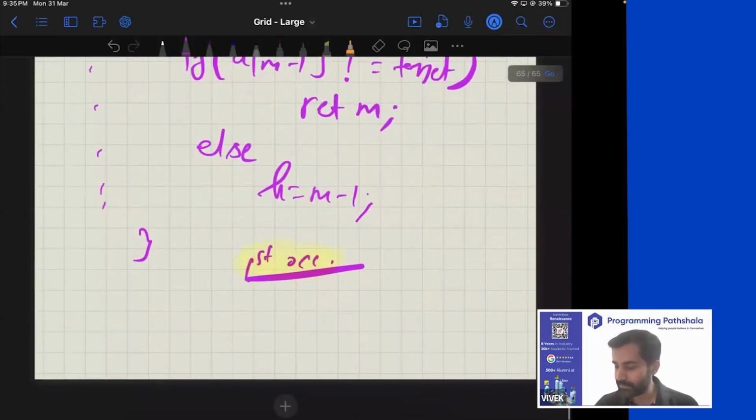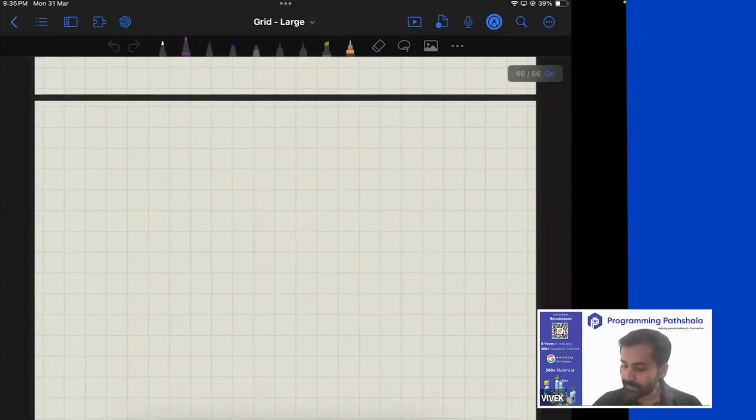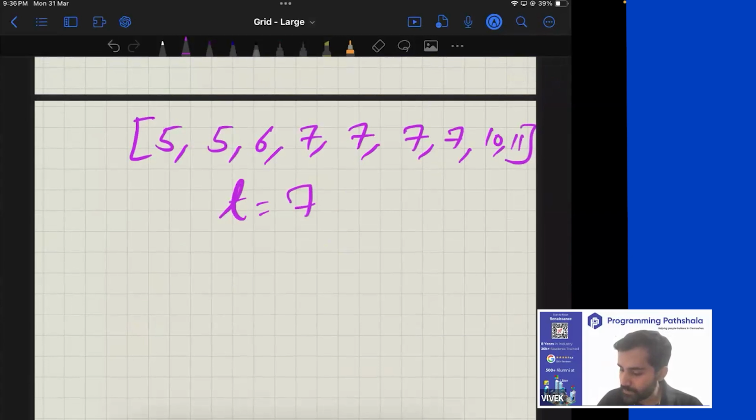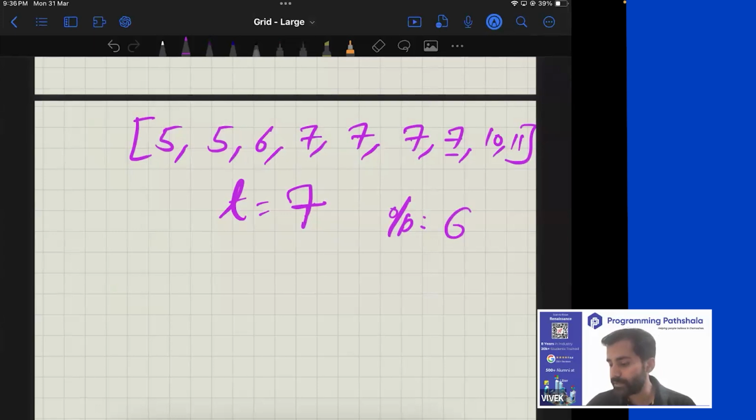If I change the question and ask you to find out the last occurrence, how would you then go about it? Okay, so last occurrence, let's say you had 5, 5, 6, 7, 7, 7, 7, 10, 11. Okay, and let's say your target is 7, whose last occurrence is needed. So what will be the answer? At what index the last occurrence of 7 is coming? 0, 1, 2, 3, 4, 5, 6. So output should be 6. Correct. So how will you solve this question?